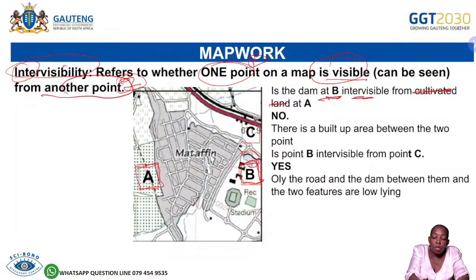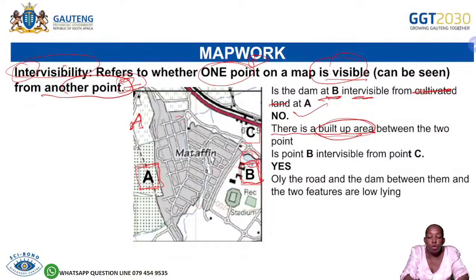Or even if A was here, maybe we can also move the A and put it where the cultivated lands are. So the question would still be correct to say, is the dam at B intervisible to A, which is the cultivated lands? The answer is no, because there is a build-up area. So we can see this gray scaling that we can identify here. It's a build-up area which is standing in between the 2 points.